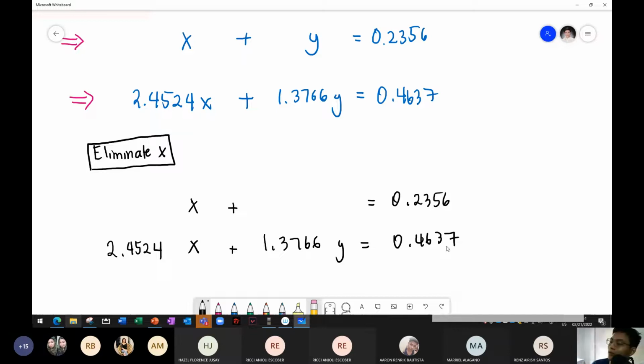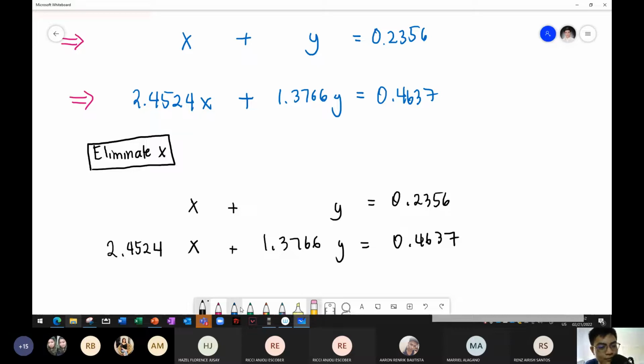2.4524, 2.4524 din. Bakit kaya yun din? Kasi kailangan yung x ko, same yung value niya. Okay? So that when I subtract them, maging 0 sila. I have to make sure that yung x ko, same sila ng coefficient. Kailangan same sila ng coefficient, so that when I subtract this equation and this, magka-cancel out sila together.